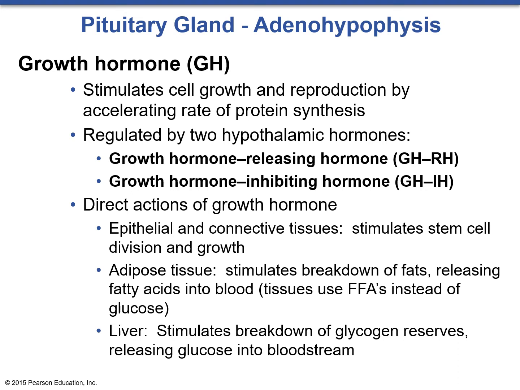The direct actions of growth hormone involve the stimulation of stem cells to divide and grow, specifically in epithelial and connective tissues. It's going to cause the breakdown of adipose tissue, releasing fatty acids into the blood, and stimulate the breakdown of glycogen reserves to release glucose into the bloodstream. The breakdown of fats and of glycogen reserves is to make more energy available to be able to build more tissue. Since we're already increasing the rate of stem cell division of connective tissue and epithelial tissue, we are going to need more energy to do more building.